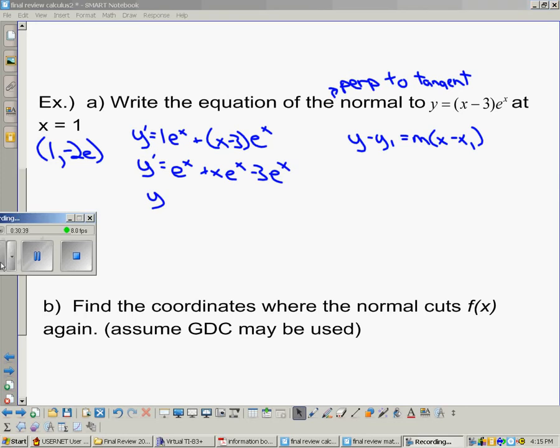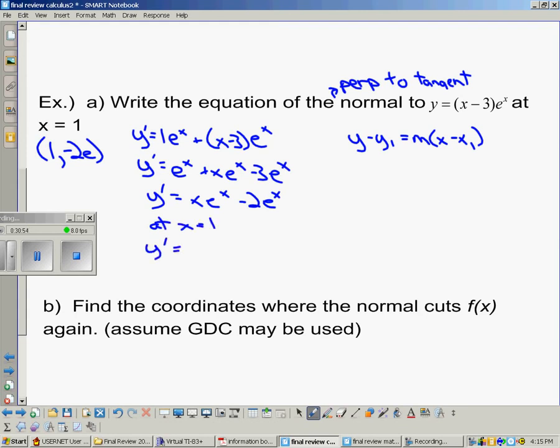We get y prime equals x e to the x minus 2 e to the x. And actually, this simplification probably wasn't all that necessary. At x equals 1, we get y prime of 1 equals 1 times e to the 1, or just e, minus 2 times e to the 1, or just e. Okay, which is negative e. That's the slope of the tangent.